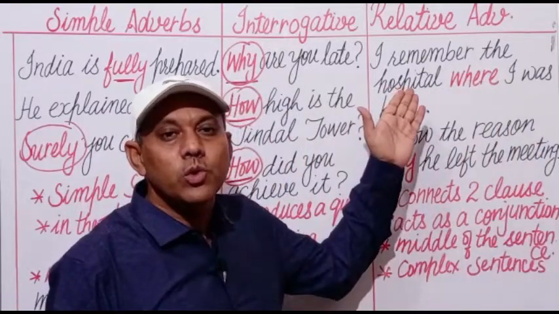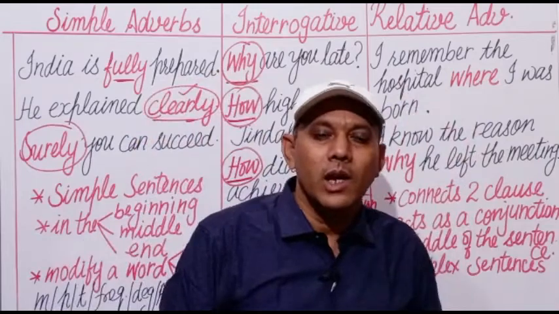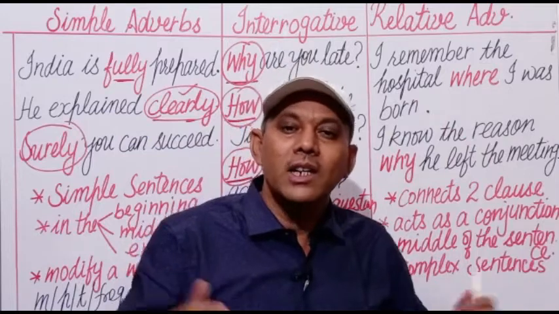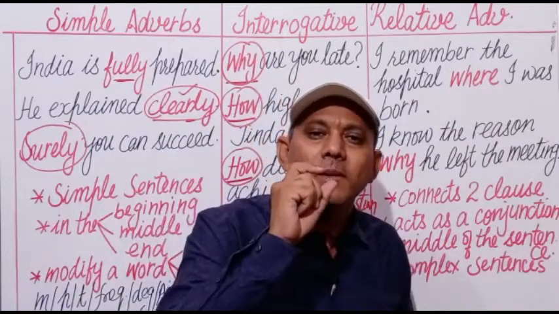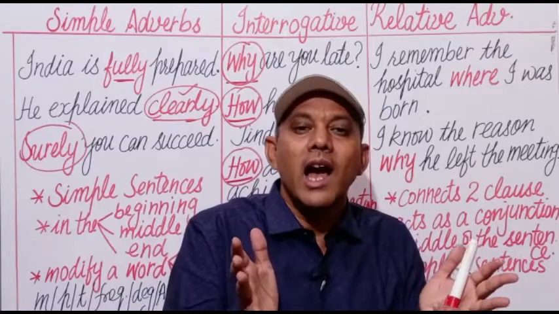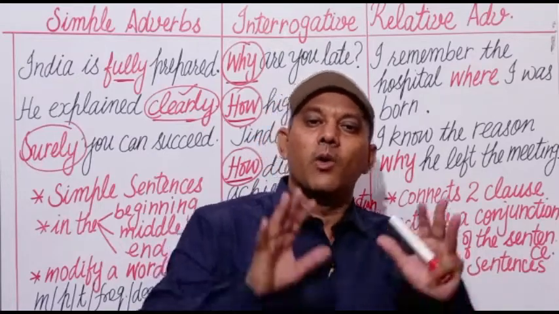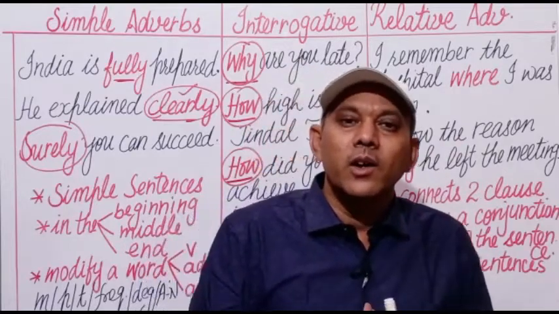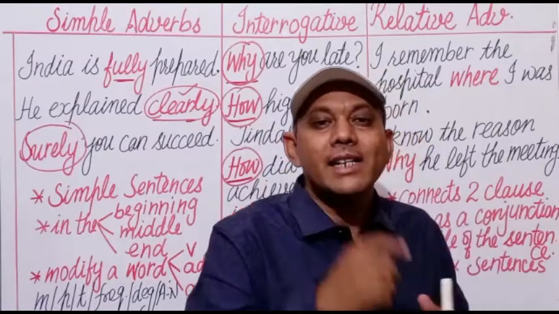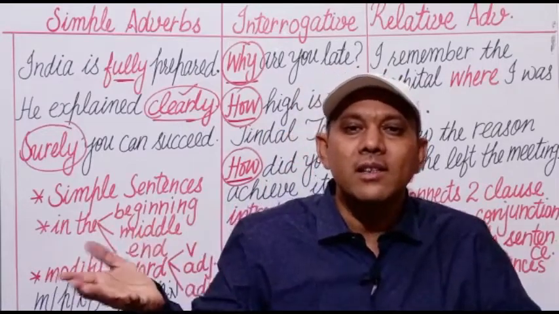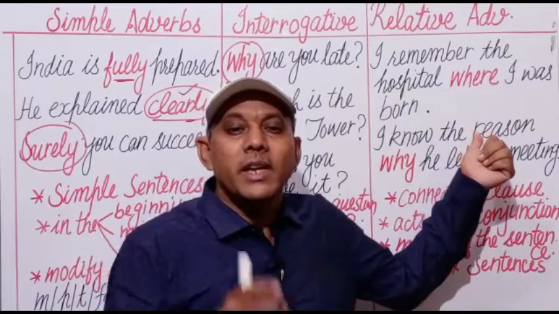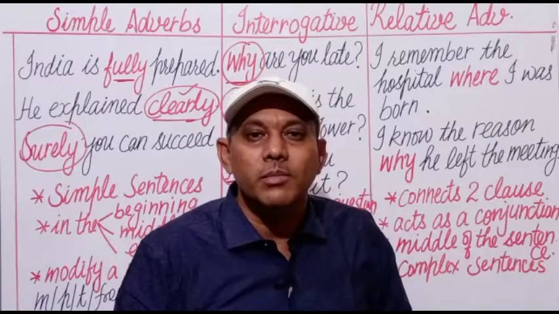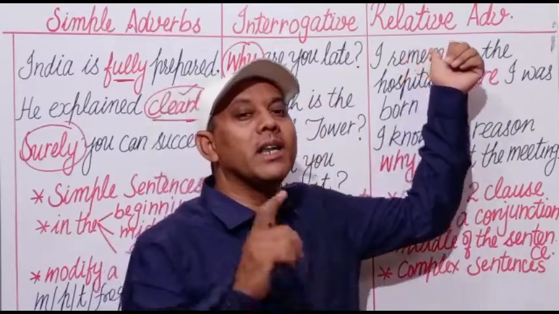Now let us come to relative adverbs. There are two types: conjunctive adverbs and relative adverbs. There is a little difference between them. When an antecedent is given before the adverb, it is known as a relative adverb. When there is no antecedent and the adverb is used as a conjunction only, then it is known as a conjunctive adverb. But what do you mean by relative adverb?